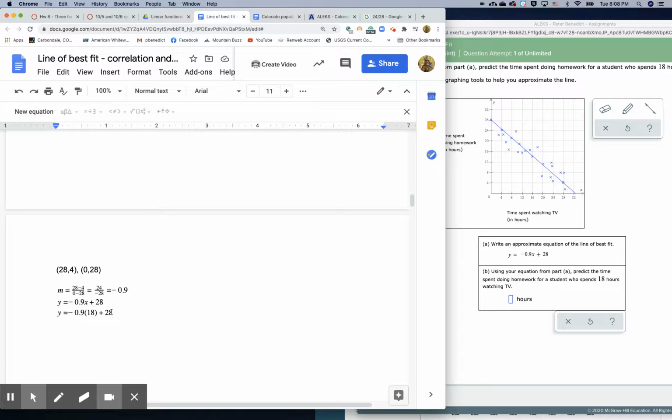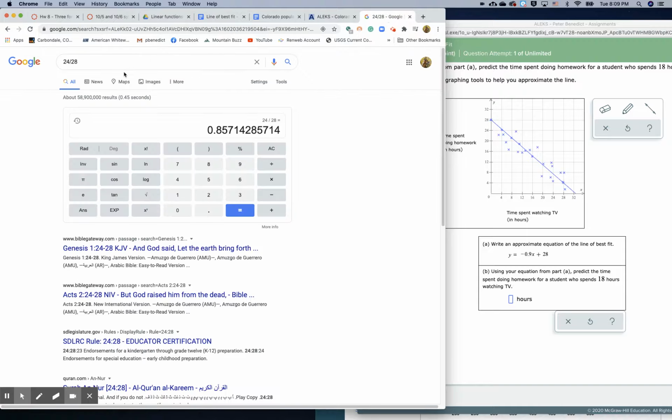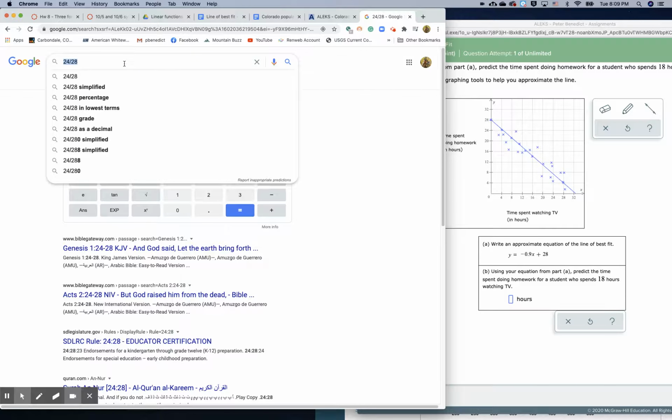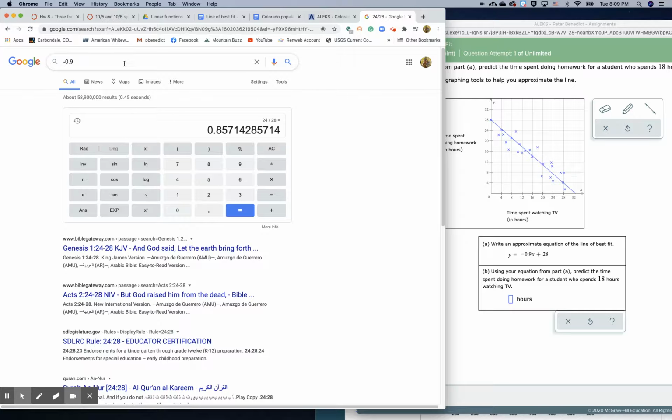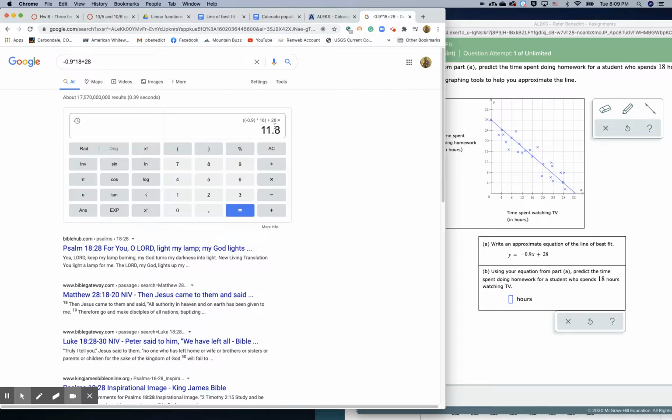And so now I'm going to plug that into my equation, or I'm going to plug that into my calculator, plus 28. So I'm just plugging 18 into my equation. And I get this value out, 11.8.